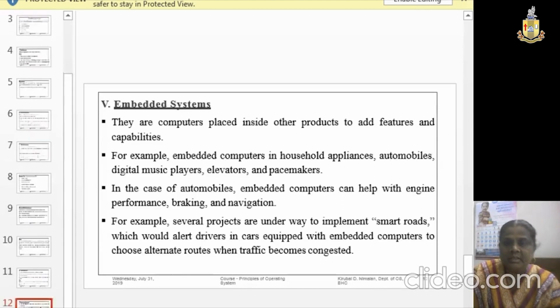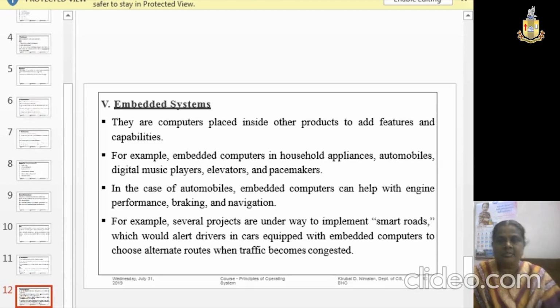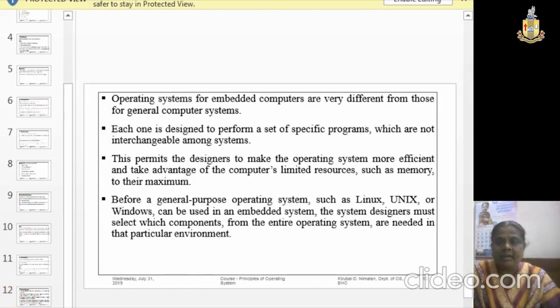And next one is the embedded systems. Embedded systems are computers that are placed inside products in order to add features and capabilities. For example, embedded computers are used in household appliances, automobiles, digital music players, elevators and pacemakers. Operating systems for embedded computers are very different from those of general purpose computers, because they have very specific programs in order to do specific jobs.